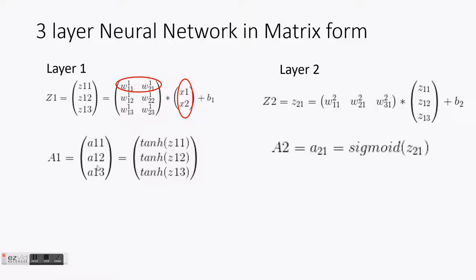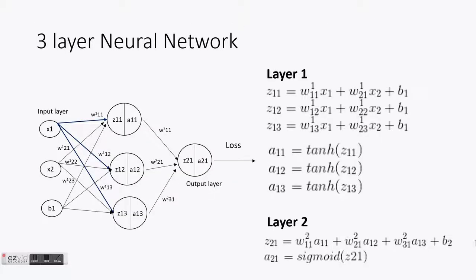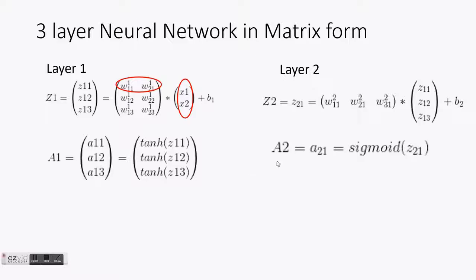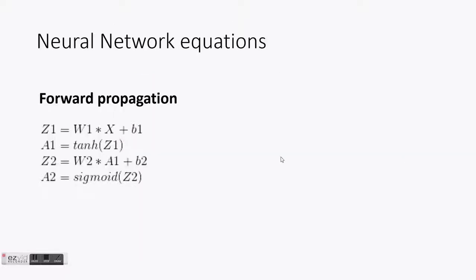Capital A1 is a column vector A11, A12, and A13, which is equal to tanh Z11, tanh Z12, and tanh Z13. Similarly, for layer 2, the matrix form is capital Z2 equal to the row vector W11 superscript 2, W21 superscript 2, W31 superscript 2 matrix-multiplied with Z11, Z12, and Z13 plus bias. So this will reduce to this particular equation, and lastly A2 is equal to sigmoid of Z21.